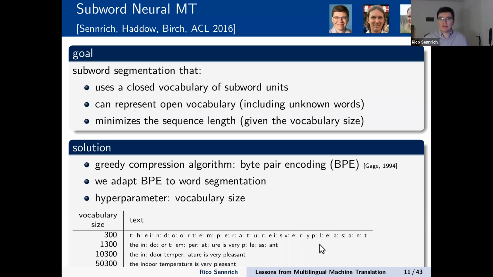And then you can save the merge operations that you have applied to your training data, and apply the same merge operations on new unseen data, and you will get a representation where everything will be in vocabulary, unless you have some new characters. Then you have some problems, and we'll get to that later.